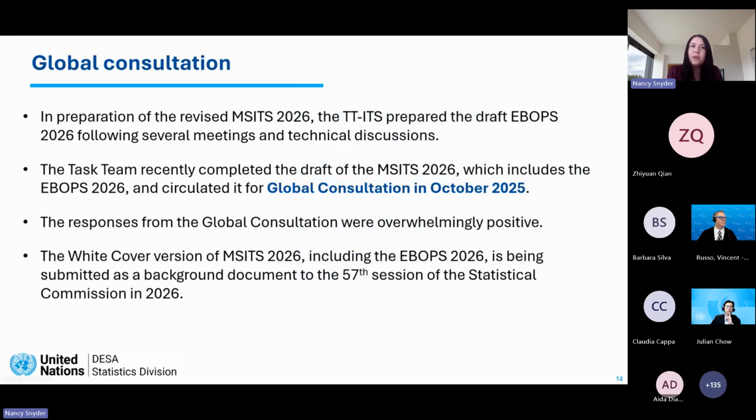So there were a lot of technical discussions among the Task Team on International Trade Statistics, TTITS, over the past couple of years through various meetings and consultations. And the task team recently did complete the draft MSITS 2026 publication, which includes EBOPS 2026 as part of it in an annex. This was circulated for global consultation in October 2025. And I'm happy to report that the results from that global consultation were overwhelmingly positive, especially regarding the additional granularity that EBOPS 2026 presents. And the white cover version of MSITS 2026, including EBOPS, is being submitted as a background document this year at the Statistical Commission.